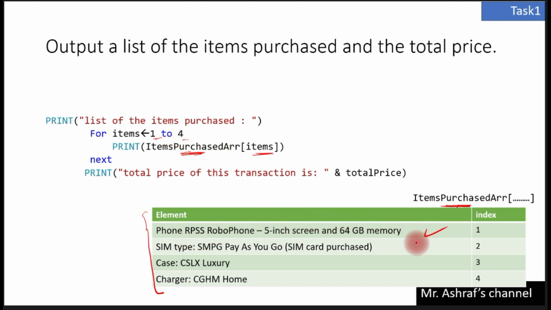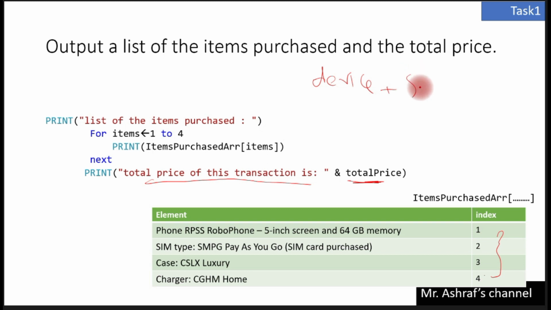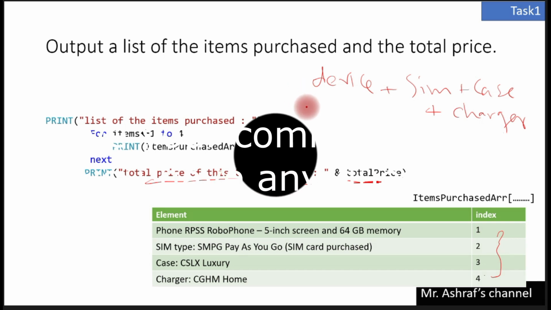that we purchased. Let's say, for example, a phone which has this code, and a SIM card pay as you go, and a luxury case, and also the charger type, and we only have an array of four elements. And then print the total price for this transaction, which is the total price that keeps accumulating all through the device type plus the SIM card type plus the case type, and then plus the charger type. Okay, that's all for task 1. Hopefully you understand all the items.